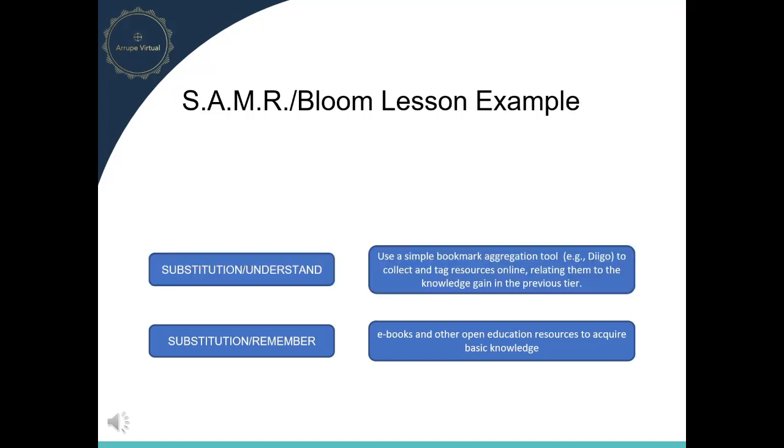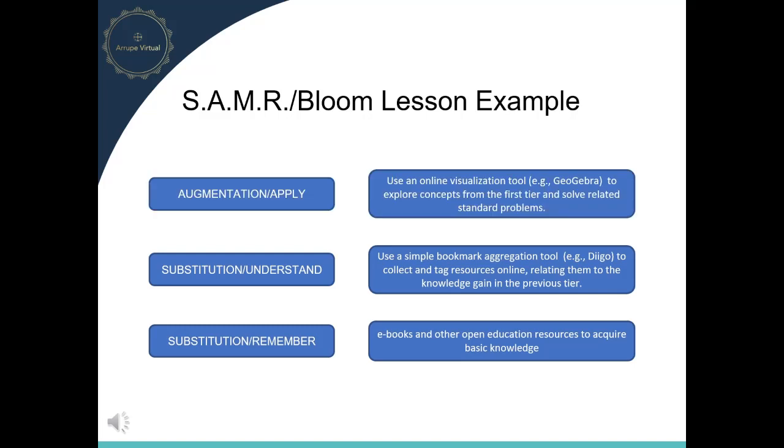At the substitution understand level, they begin a process of gathering information online and describing applications of these statistical tools to an area of interest to them, using simple bookmark aggregation services like Digo to collect and tag these resources, relating them to the knowledge gained in the substitution remember level.